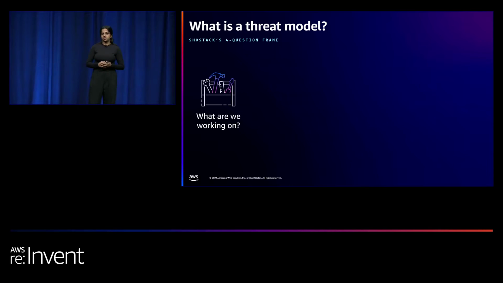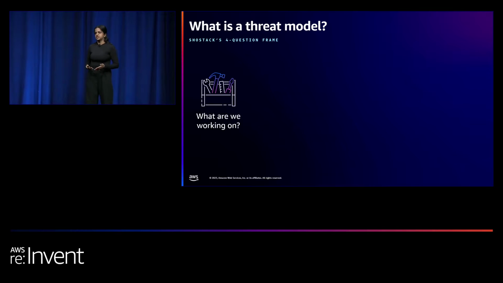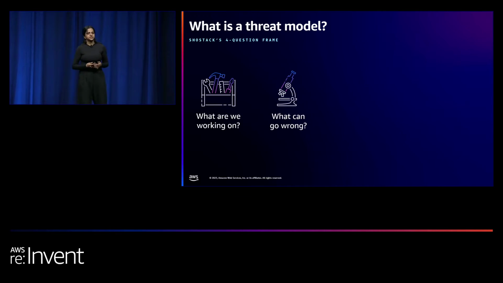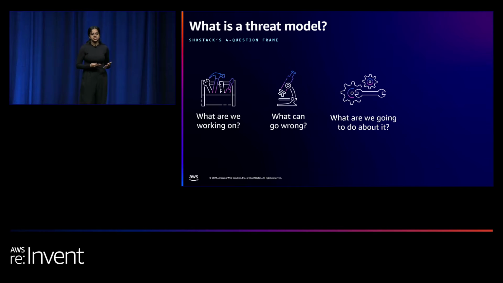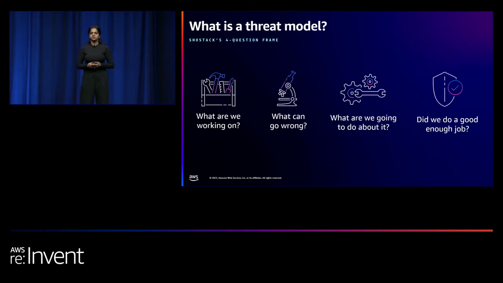First, what are we working on? So this simply put is, what are we building, why are we building it, and then how are we building it? What can go wrong are the threats that we're introducing based off of what we're building. And then if we have the threats, we need to understand what are we going to do about those threats. So what mitigations do we build? And then finally, did we do a good job of mitigating those threats? And in general, did we do a good job of threat modeling? So the threat model serves as a source of truth for the security decisions that we're making about our applications.